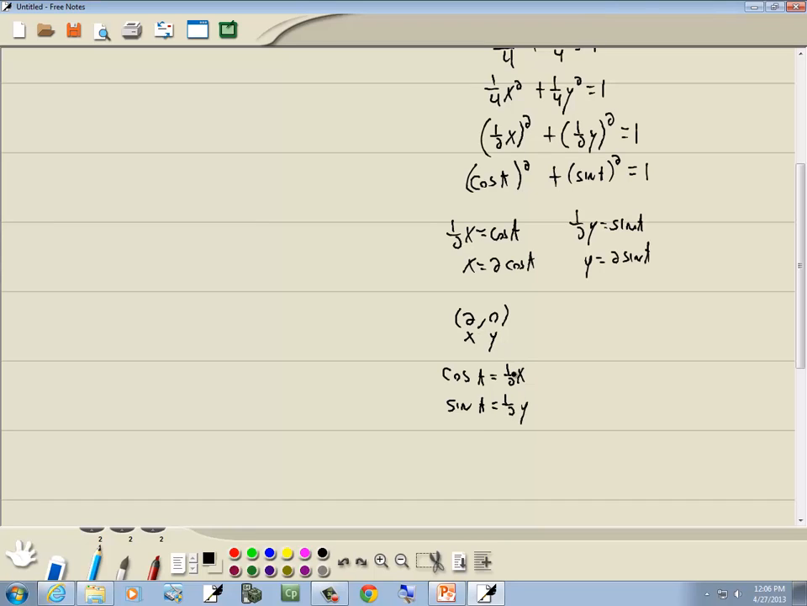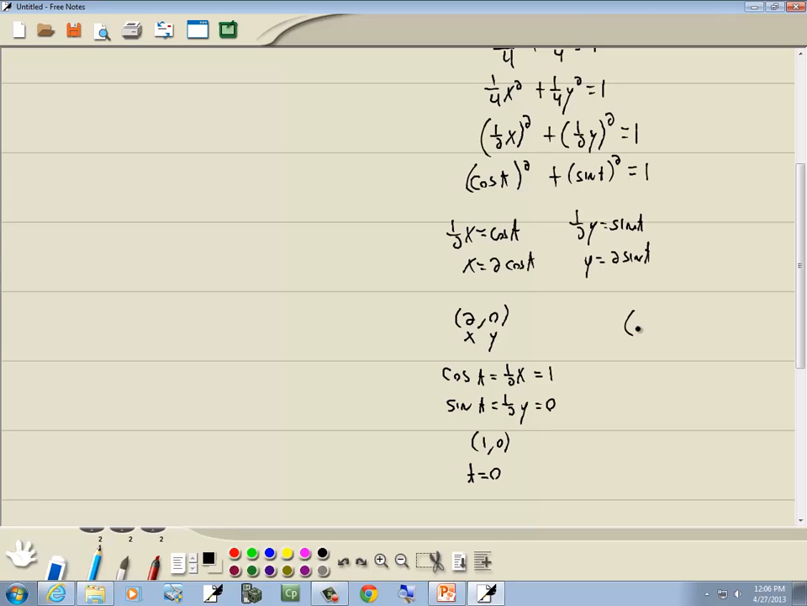If I plug this x value in, we get 1/2 times 2, which is 1, and we get 1/2 times 0, which is 0. If you look on your unit circle where you got the point (1, 0), well, that'd be at 0, wouldn't it? So that tells us it starts at 0.